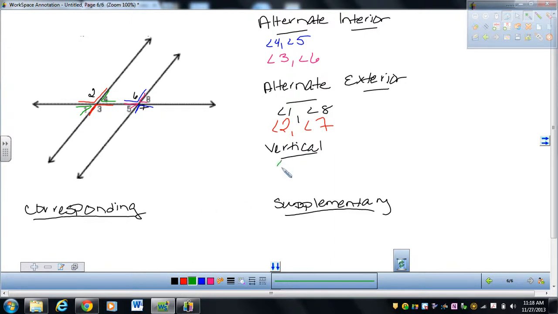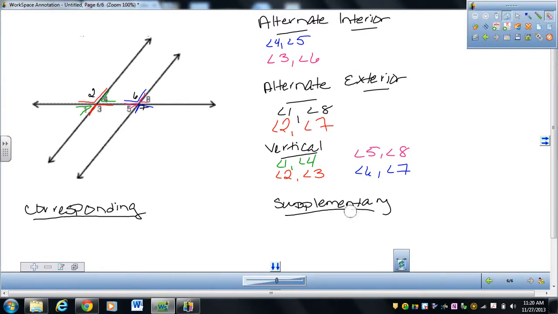So I've got angle 1, angle 4. I've got angle 2 and angle 3. I have angle 5 and angle 8 that are looking at each other. And I have angle 6 and angle 7 that are looking at each other.